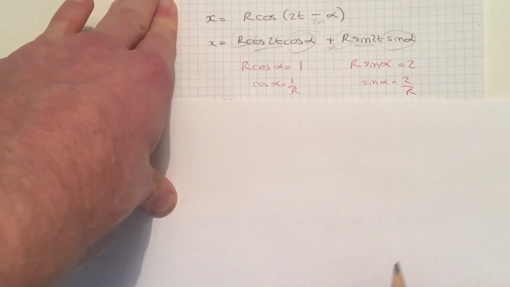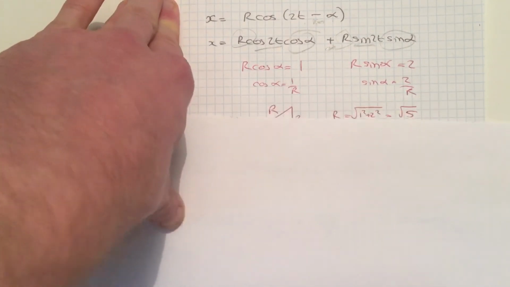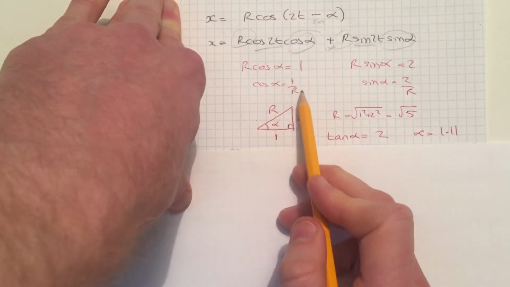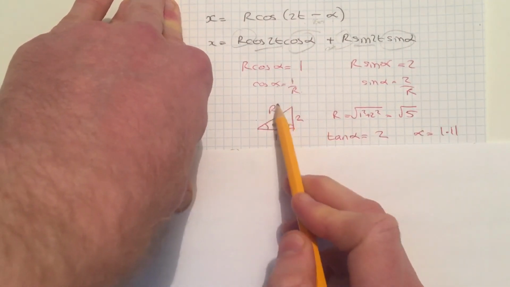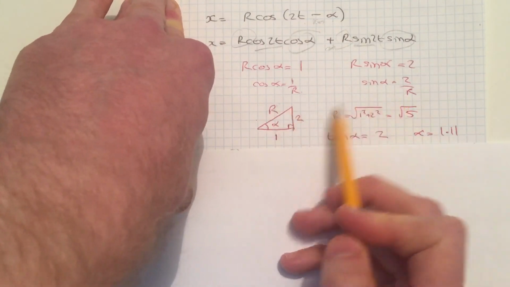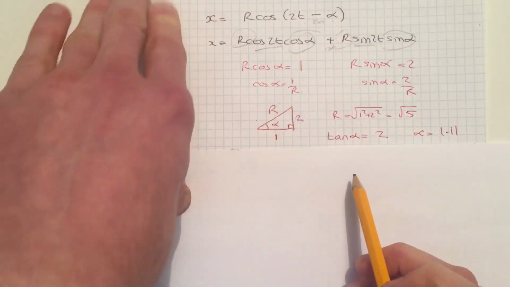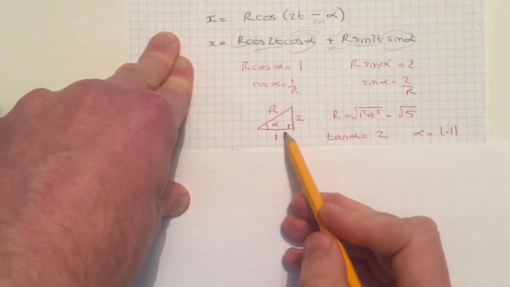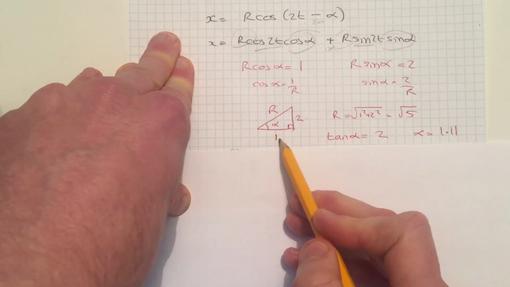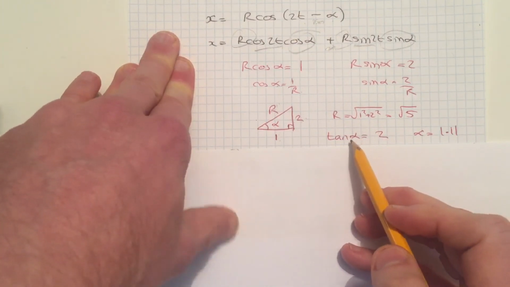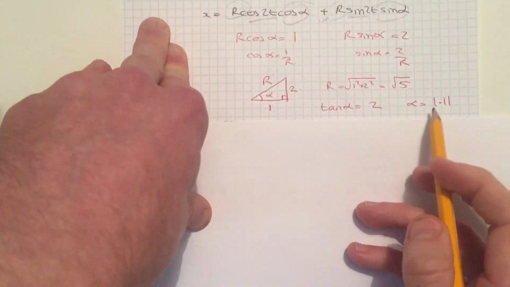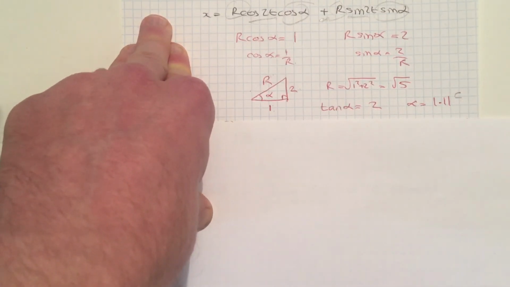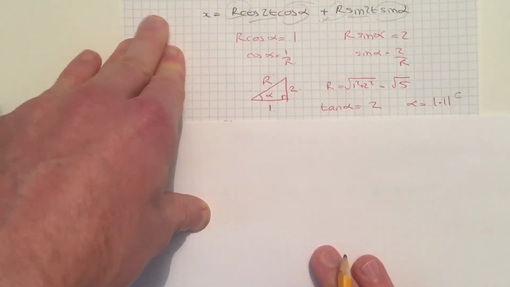Just dividing both of those by r, just so I can draw my nice right angle triangle. So I can see that the adjacent over the hypotenuse is cos alpha, the opposite over the hypotenuse is sine alpha, so that gives me this. So r, doing a bit of Pythagoras, r is root 5, tan is opposite over adjacent, so tan alpha is 2. Do tan inverse of 2, I get 1.11. Obviously this has to be in radians here, not in degrees. It has to be in radians for calculus.